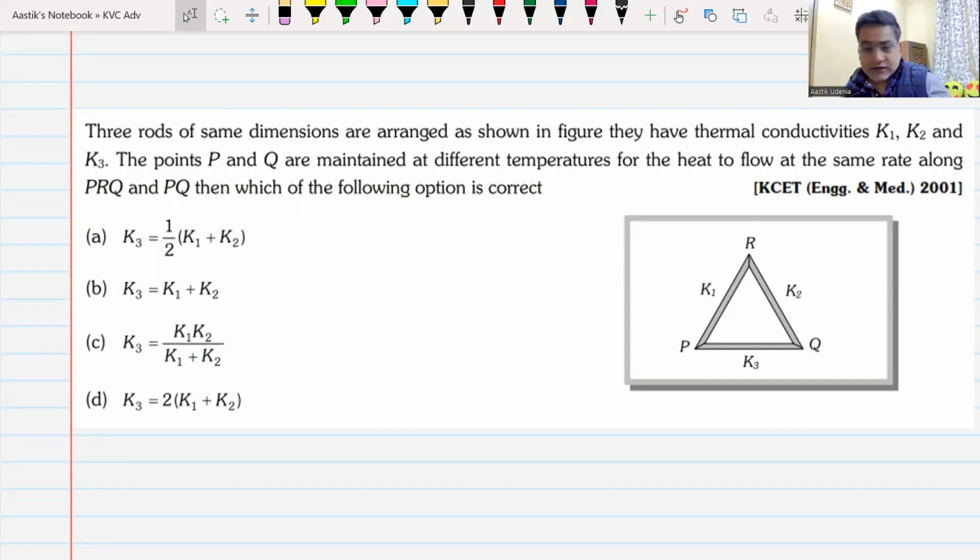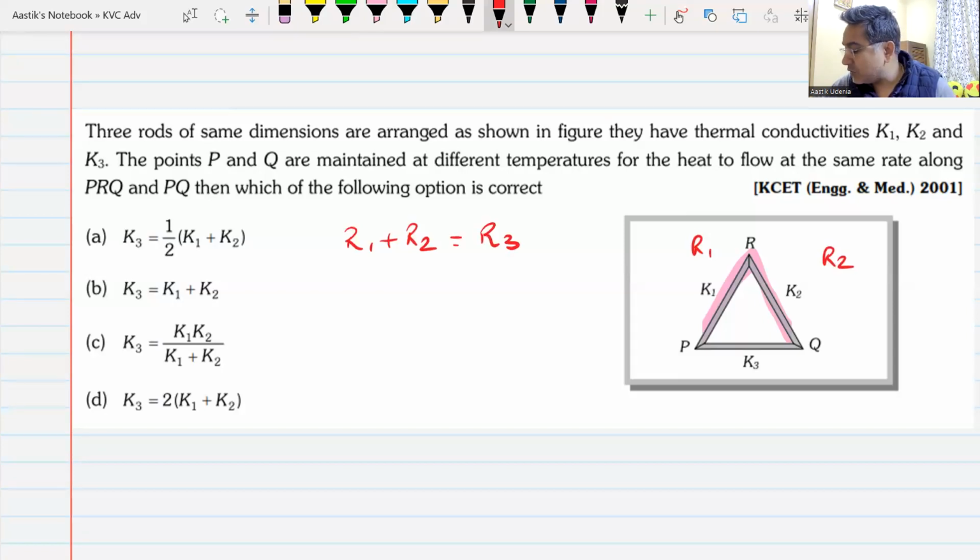That is correct. So how are you supposed to do this? Remember, these two rods are in series. Yes or no? Yes, sir. So you can find out the effective resistance of these two rods. So if I call the resistance of this one as R1 and the resistance of this as R2, R1 plus R2 will be the effective resistance. Yes, sir.